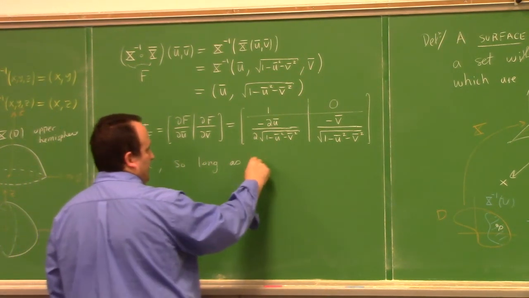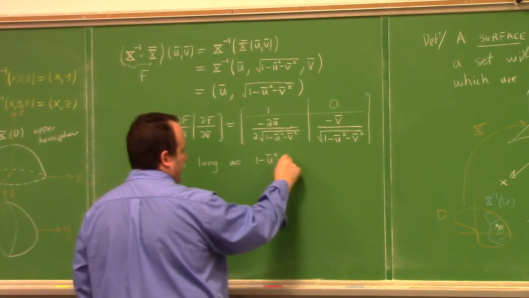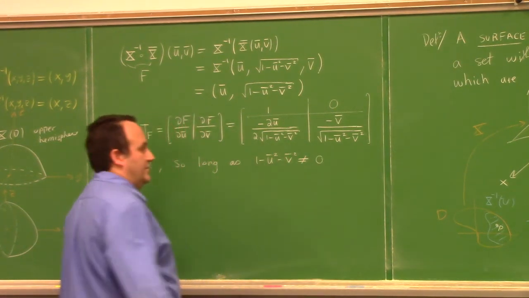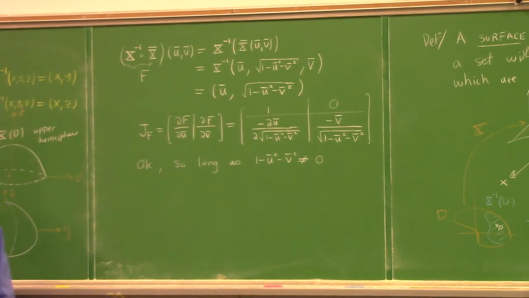So long as 1 minus u bar squared minus v bar squared is not equal to 0, right? But it's not, because what do we assume? We assume that (u bar, v bar) is in D, or D bar, which is specifically designed to avoid that. So these are compatible.